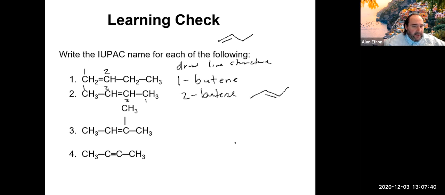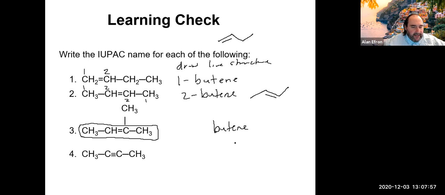Coming here, the longest carbon chain in a row that does contain the double bond is also 4. You could get it 2 ways, but might as well just go the straightest here. So this is also going to be butene.